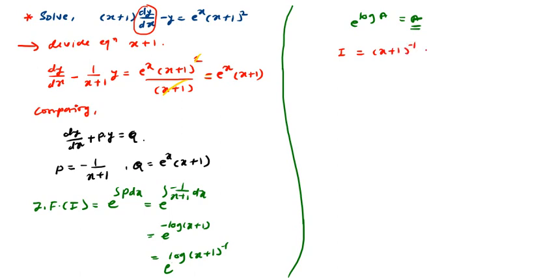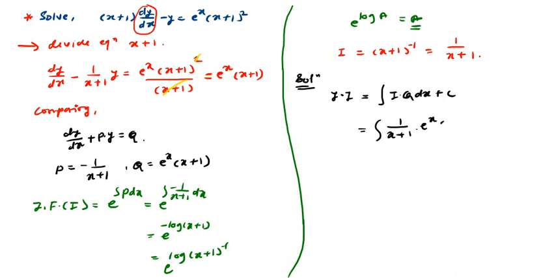minus 1, that is 1 upon x plus 1. Since it is to the power minus 1, it will come down to the denominator as (x plus 1) to the power 1. Okay, so finally we can find its solution. Its solution will be y into integrating factor equal to integrating factor into q dx plus c. So this is equal to integrating factor 1 upon x plus 1, into q, which is e to the power x into (x plus 1), dx plus c.